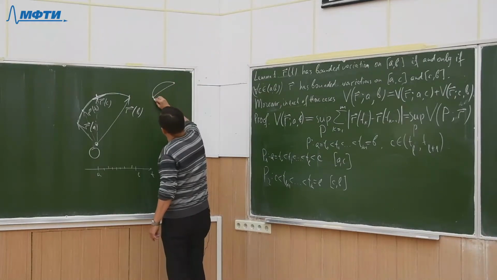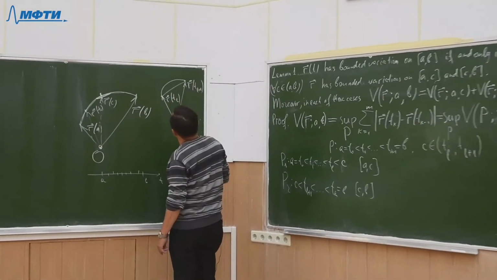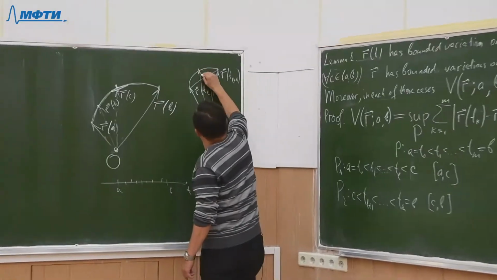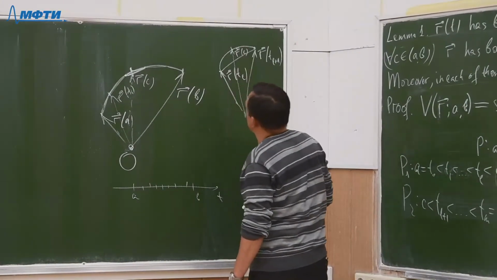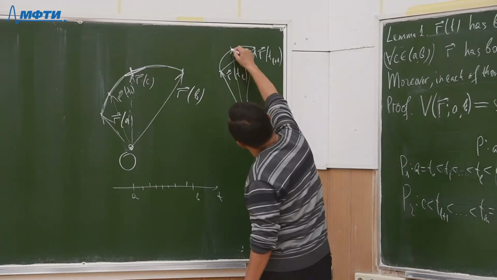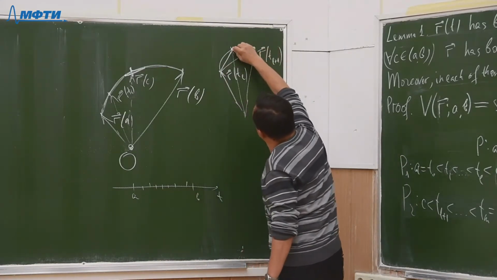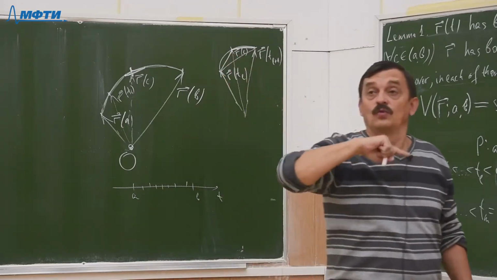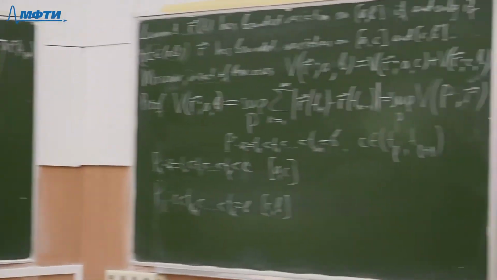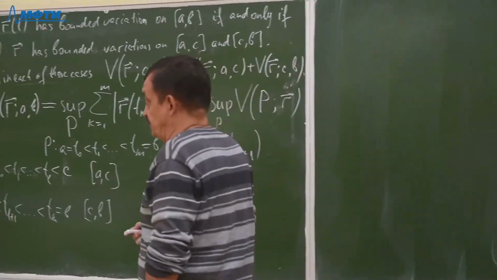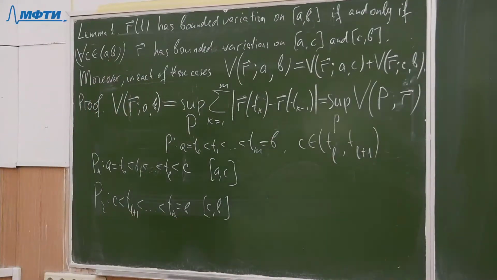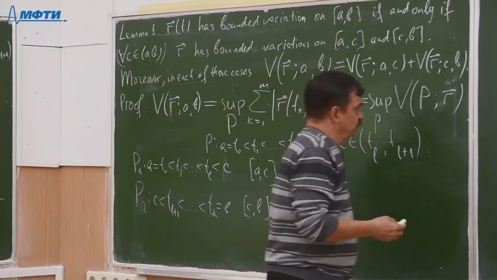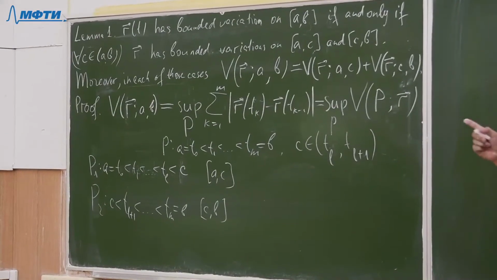So that is R of T L, R of T L plus 1, and that is R of C. So what we are doing, we introduce C as a point of our partition, so it means we replace one side of our polygonal curve by two sides of this triangle. Okay, now let me use the definition.